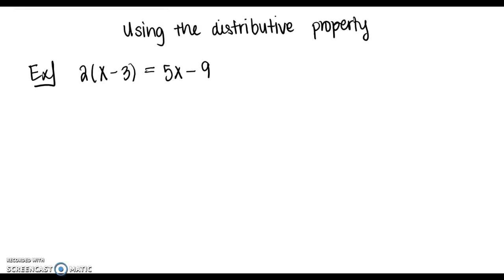All right, here we're going to be using the distributive property for solving linear equations. So we're going to go ahead and distribute this 2 here to both the x and the 3. I like to write little arrows for everything that it's distributing. Then you're going to multiply 2 times x, so that'd be 2x, and 2 times the negative 3, so that'd be negative 6, and then set it equal to the right side.